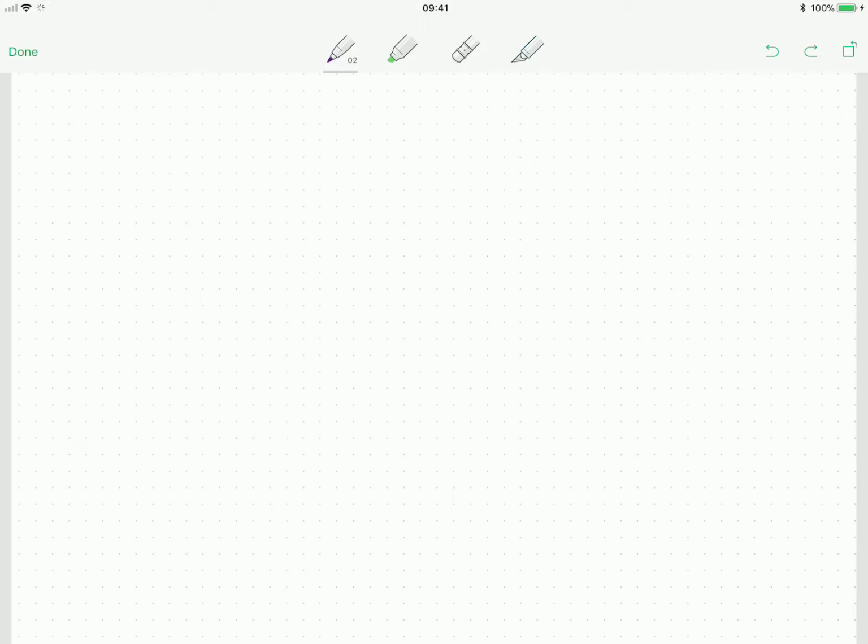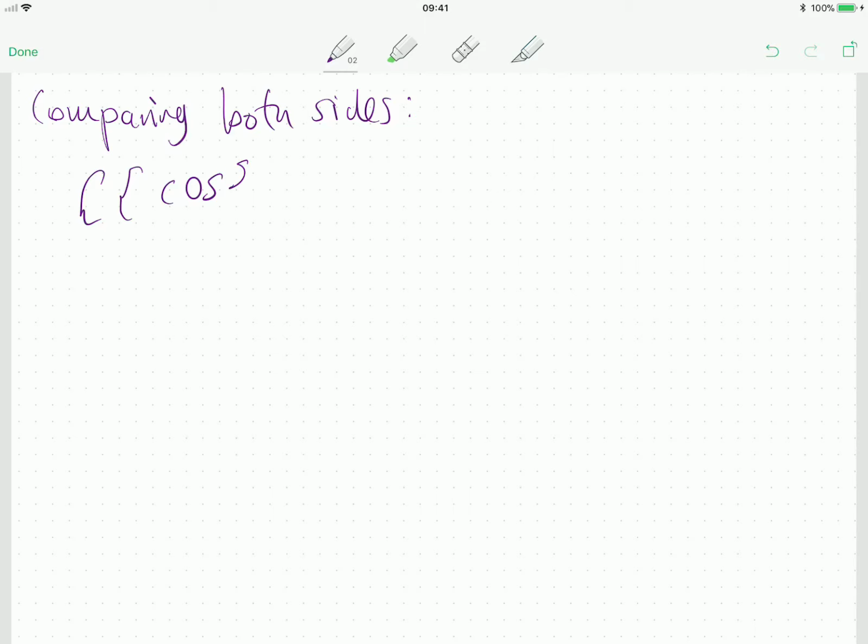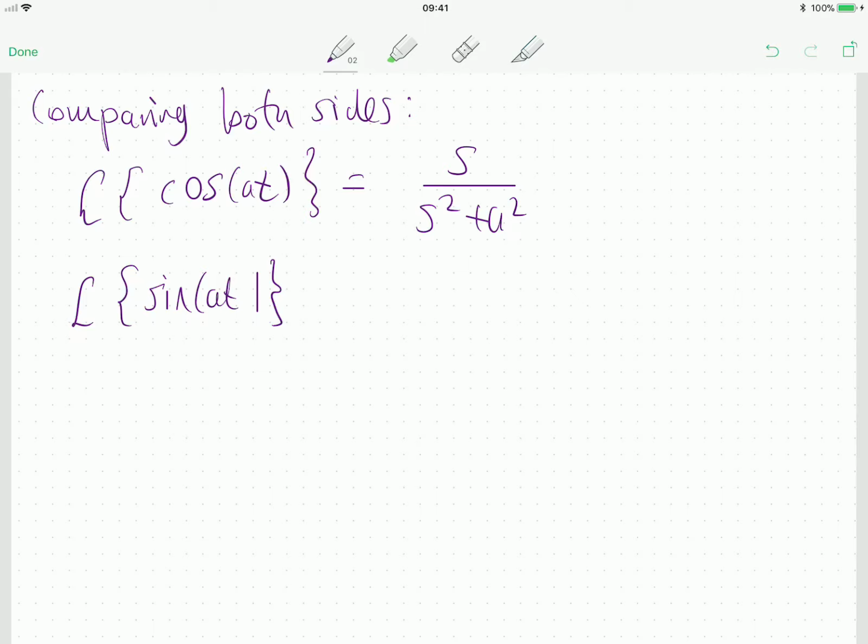We see that the Laplace of cos of AT is equal to S divided by S squared plus A squared, and the Laplace of sine AT is equal to A divided by S squared plus A squared.